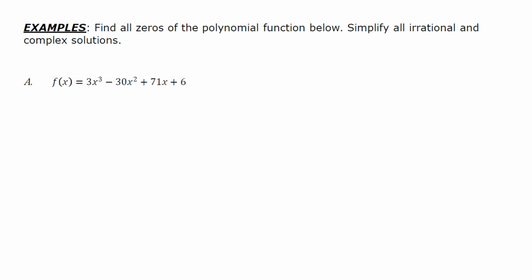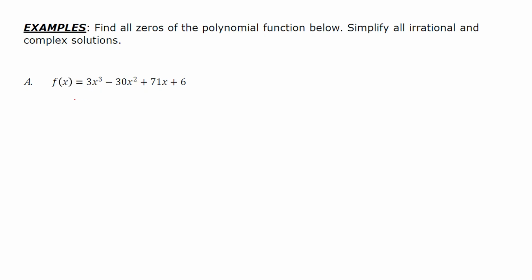So in these examples, we're asked to find all zeros of the polynomial function below, and then simplify all irrational and complex solutions. So here we have f of x equals 3x cubed minus 30x squared plus 71x plus 6. And we want to find all of its zeros. So the first thing we need to do is state the possible zeros.